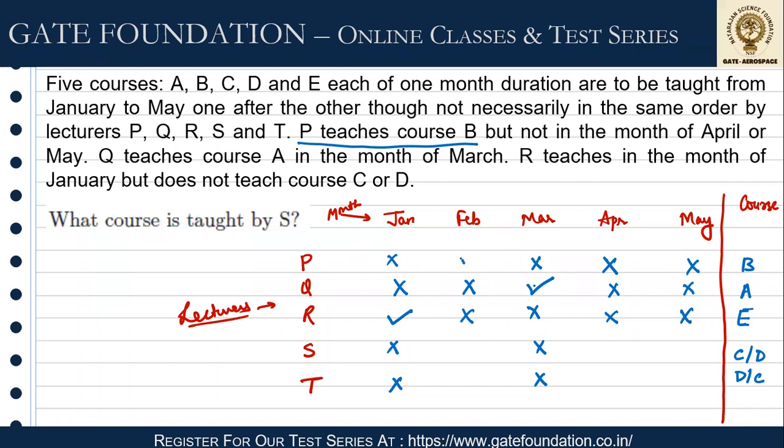P will be teaching in Feb by default, and if P is teaching in Feb, so this will go cross. There is no other option left. So now there are two options: either S will be teaching in April, so T will teach in May, or S will be teaching in May and T will be teaching in April. So these two are at the end. These two are still unknown. No information has been given.